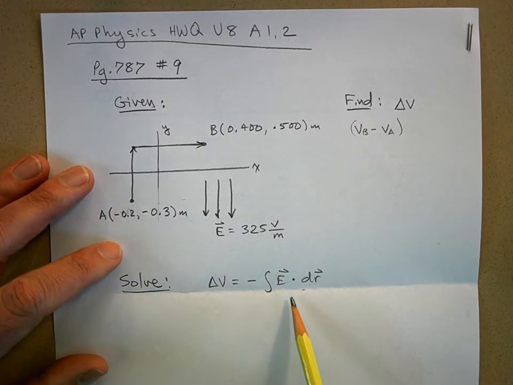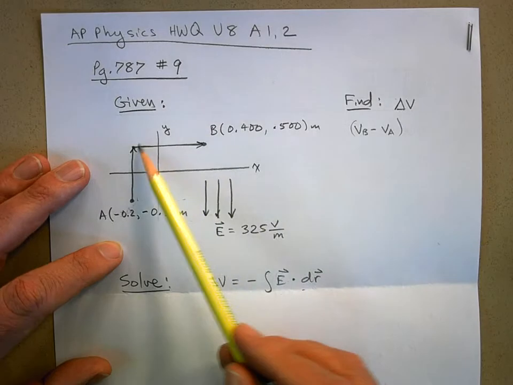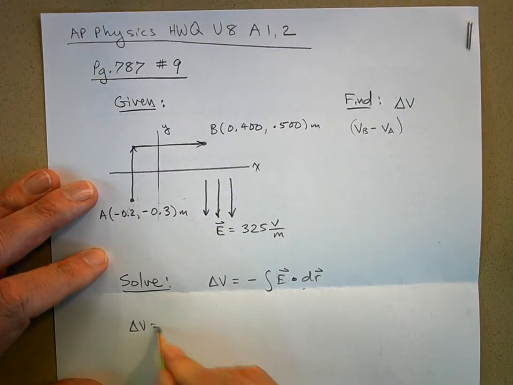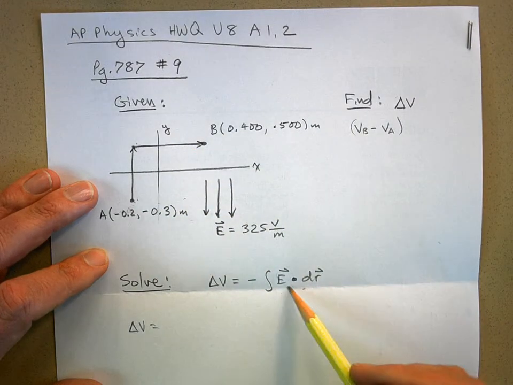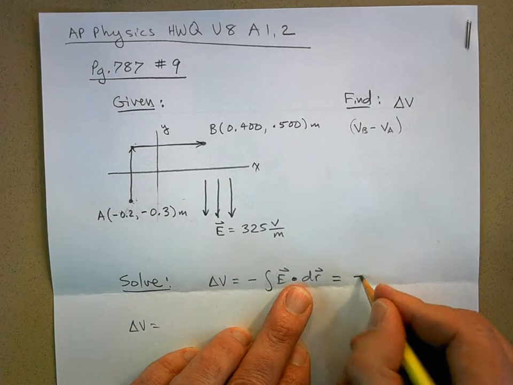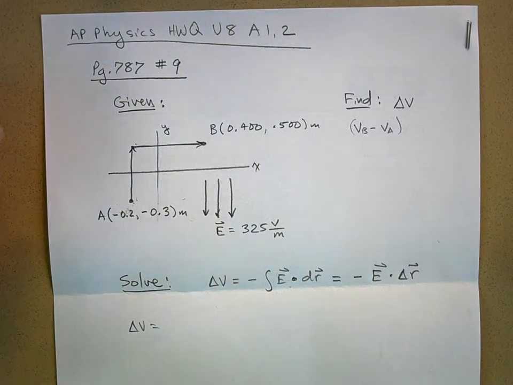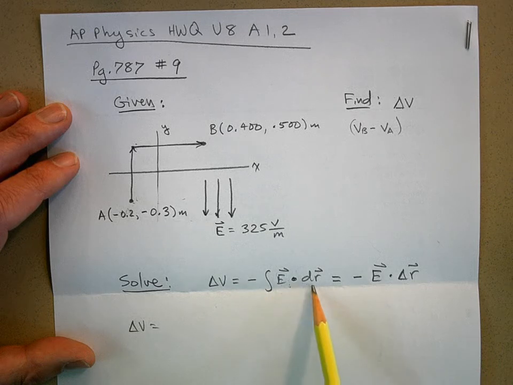What I'm going to do here is break this up into two pieces, from here to here and here to here. And this is a dot product, by the way. So delta V is going to be, let's go from here to here first. First of all, the electric field is constant in this problem, so it's just negative E dot delta R. That makes sense? When you integrate, you have a constant. You can bring that constant out, and when you add up all the little dr's, you just get delta R. That's what that means.